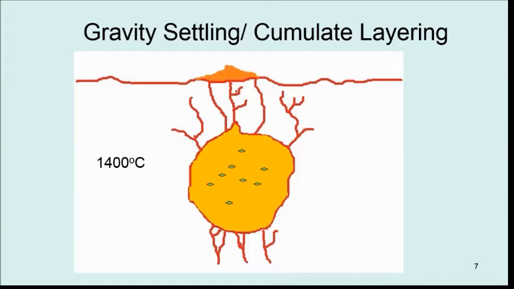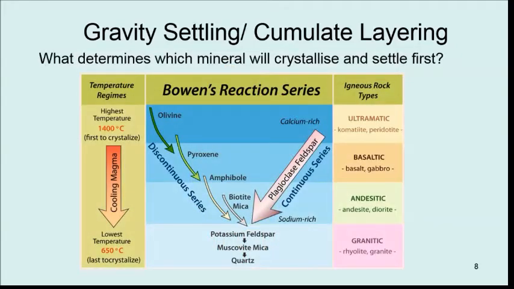Now, these crystals will remain in circulation until they're dense enough and heavy enough to drop out of circulation and form a layer at the bottom of the magma chamber. So, why is it that certain minerals crystallize at certain temperatures and then form this cumulate layering?